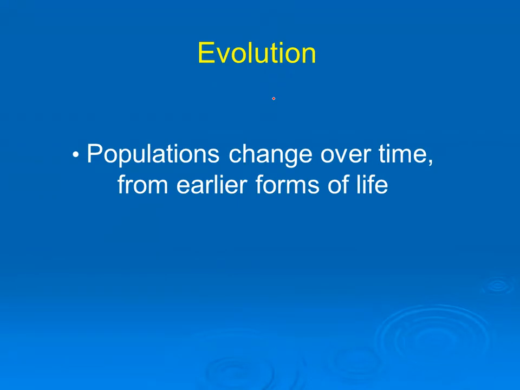The first one is evolution. I think most everybody has an idea of what evolution is. It's simply where populations change over time. Something in their DNA allows them to change to be more accustomed to a particular environment, and to adapt to it. That's change over time.